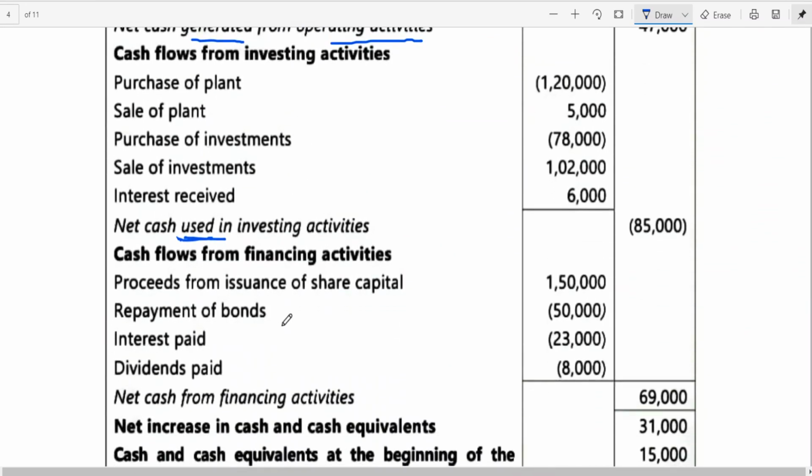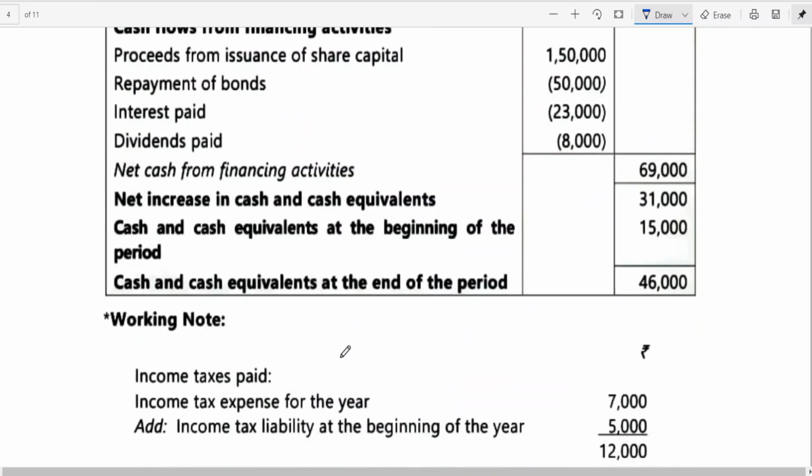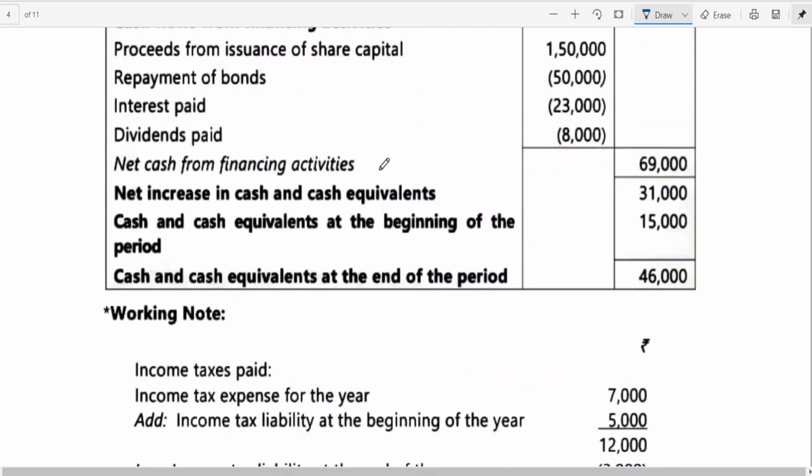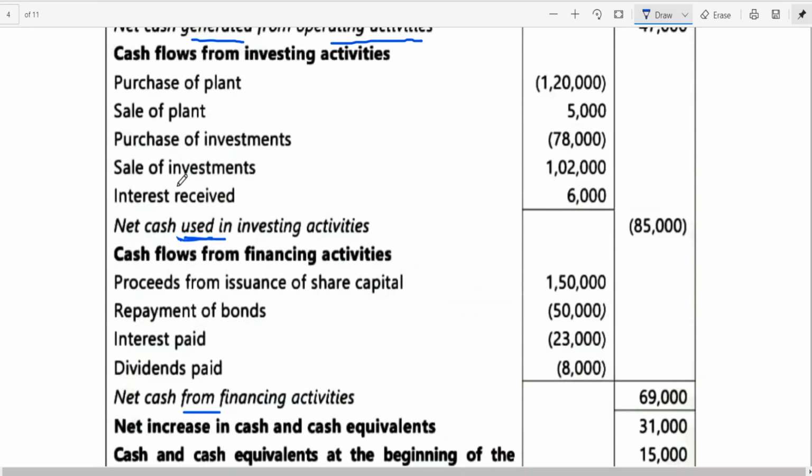You can notice here, interest paid was actually debited to the profit and loss account. I told you we have added it back to get operating activity, and that is to be taken at the appropriate heading, so it has been taken to financing activity. Therefore we are getting net cash from financing activity of 69,000. I told you, when you are getting positive, it is net cash from financing activity. If they are getting negative, it is net cash used.